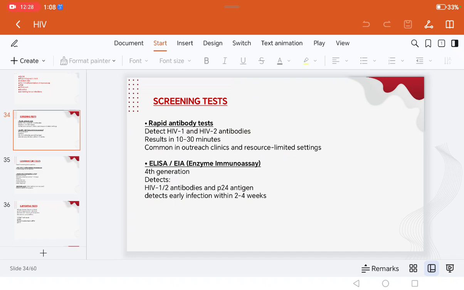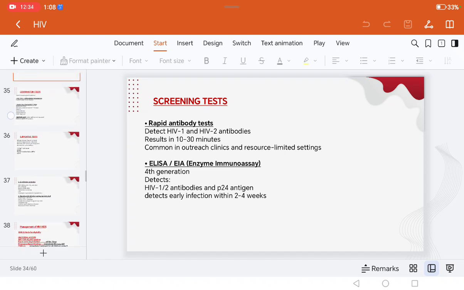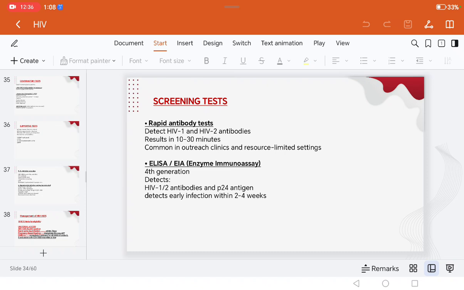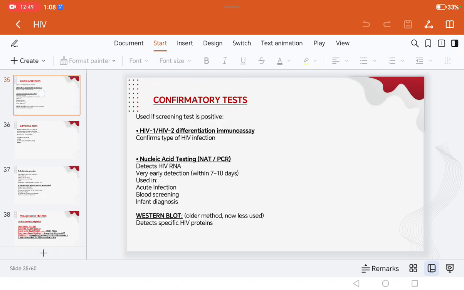So the rapid antibody test detects HIV-1 and HIV-2 antibody. Results are usually in 10 to 30 minutes and common in outreach clinics and resource-limited settings. Then ELISA is done by fourth generation. It detects HIV-1 and 2 antibodies and P24 antigen, and it detects early infection within 2 to 4 weeks.